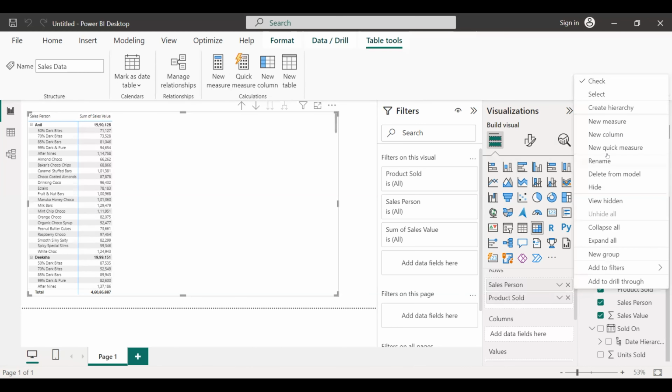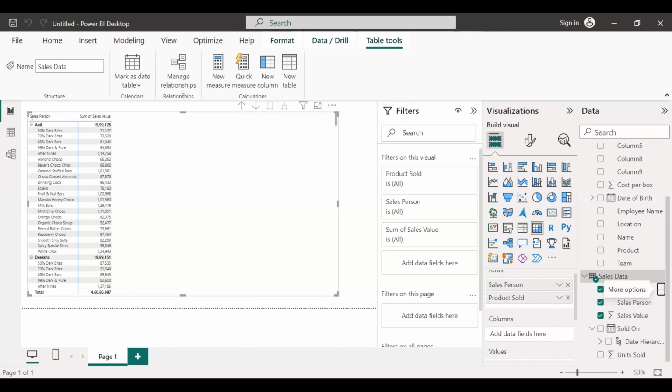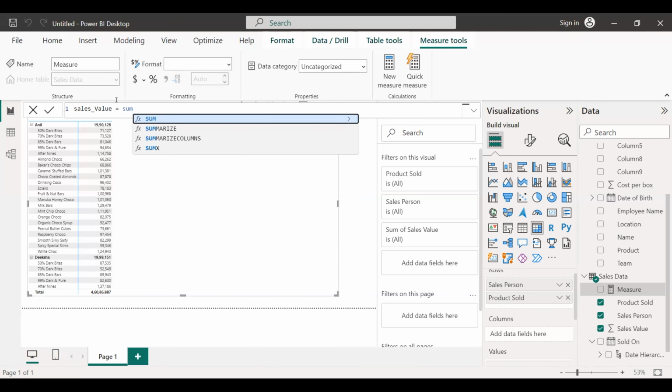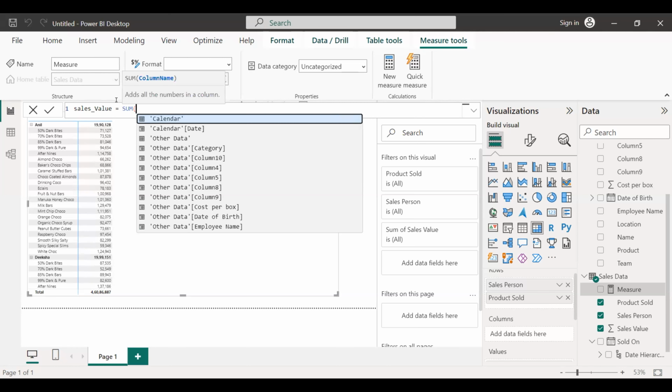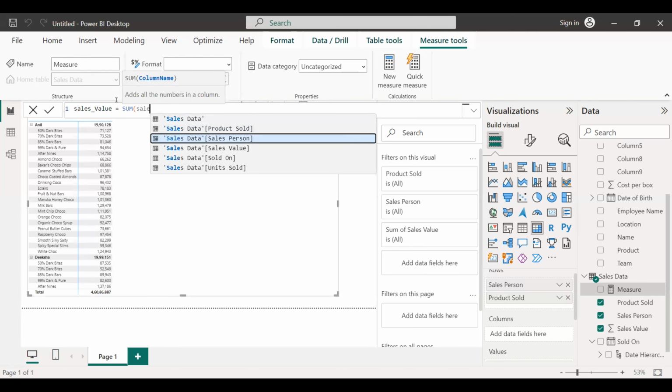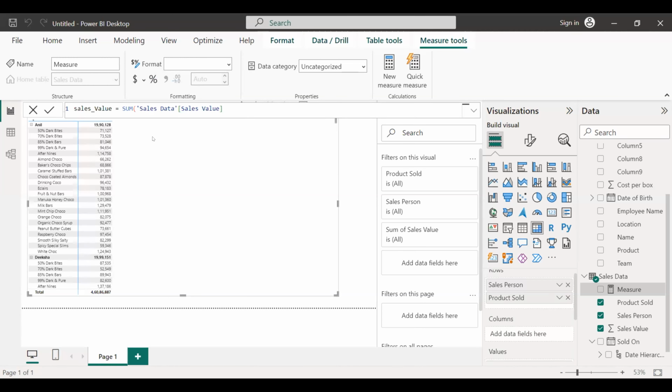So I'm taking a new measure. Now I will name this sales value, where we have to give a sum. Sum is nothing but an aggregating function. So sum of sales value, this is how we write a measure.